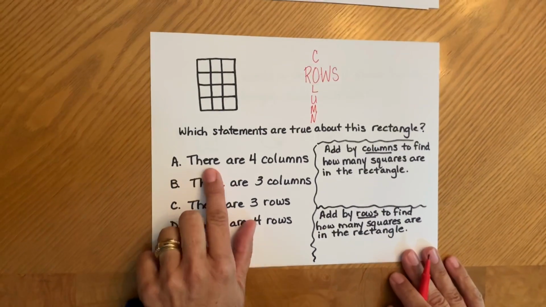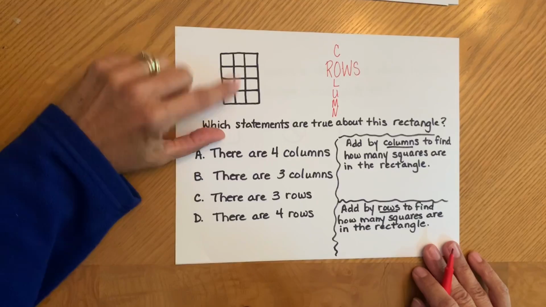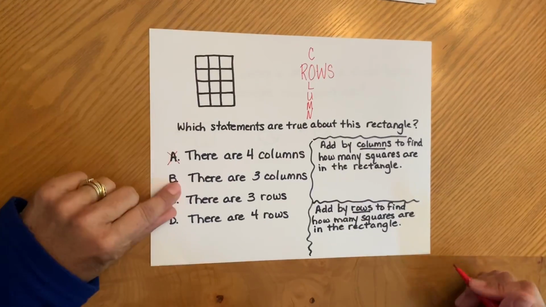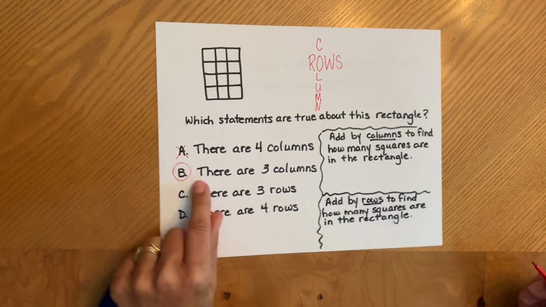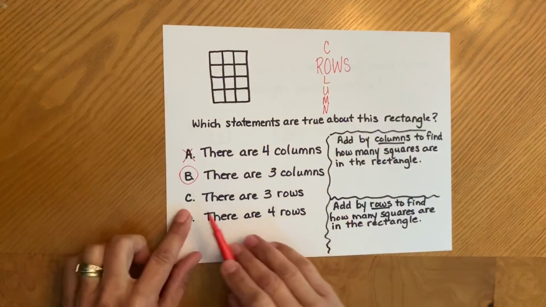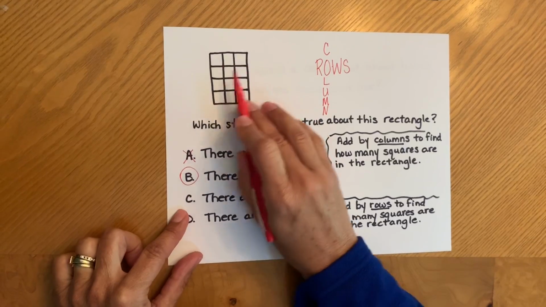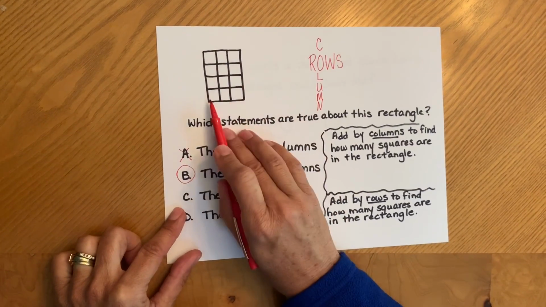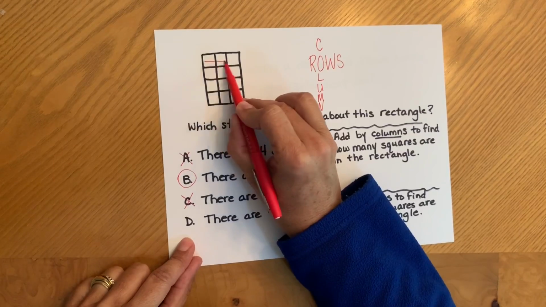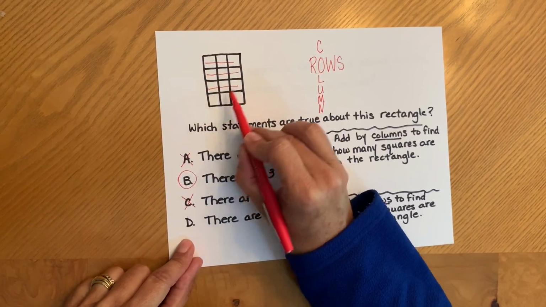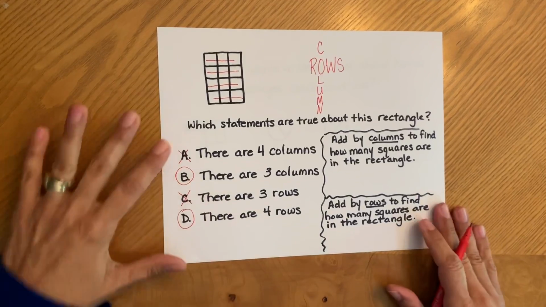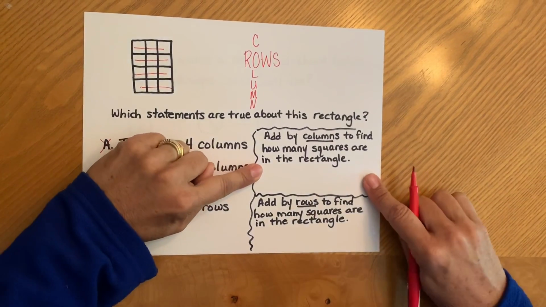So look at A, there are 4 columns. 1, 2, 3. No, there are 3 columns. So B is correct. There are 3 columns. 1, 2, 3. There are 3 rows. 1, 2, 3, 4. No, there are 4 rows. 1, 2, 3, 4 rows. Yes.